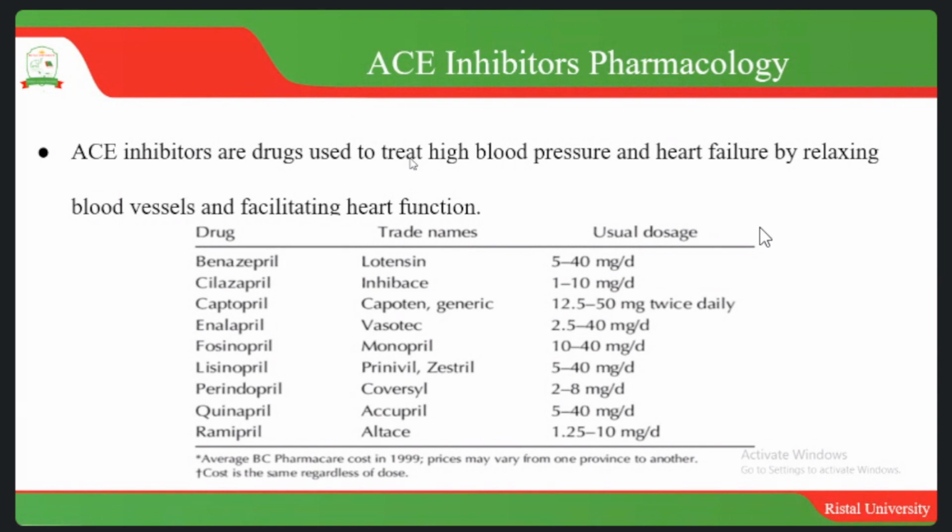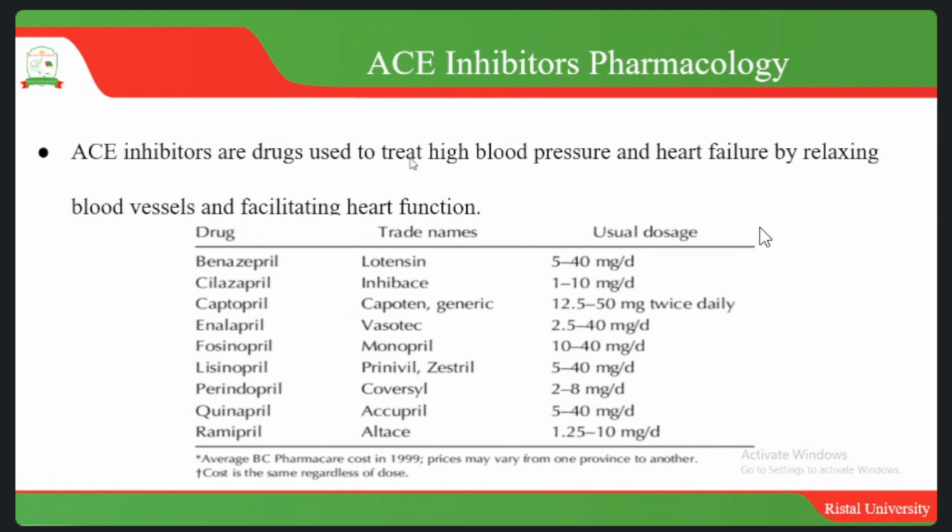So they end up inhibiting the production of aldosterone. They end up actually blocking those receptors where this angiotensin would bind. When you do this, you'll be able to manage your patient very well in relation to relaxing of the blood vessels and facilitating the heart function. So these are some of the drugs, but commonly we use captopril.